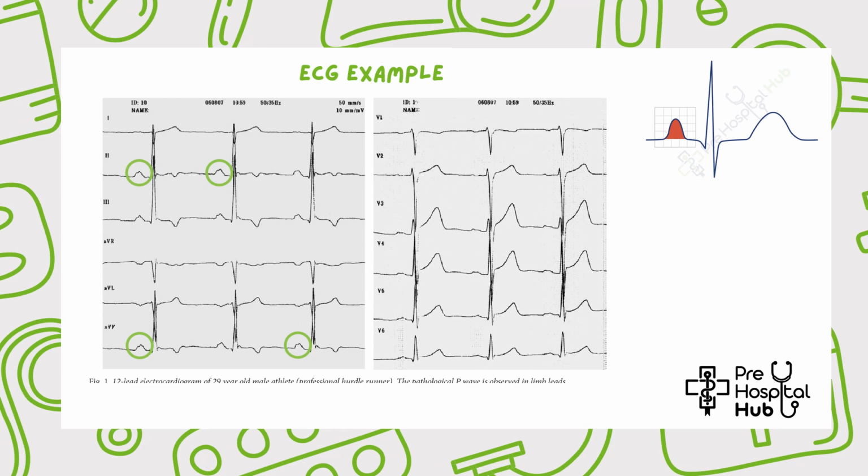Then if we look at V1, we have a biphasic P wave with a small negative deflection, which could again indicate left atrial enlargement. No right atrial enlargement features can be seen here, such as P pulmonale in the limb leads, and no increased height of the positive deflections in V1, which may suggest right atrial enlargement. So this ECG would probably show that this athlete had left atrial enlargement rather than right or biatrial enlargement.